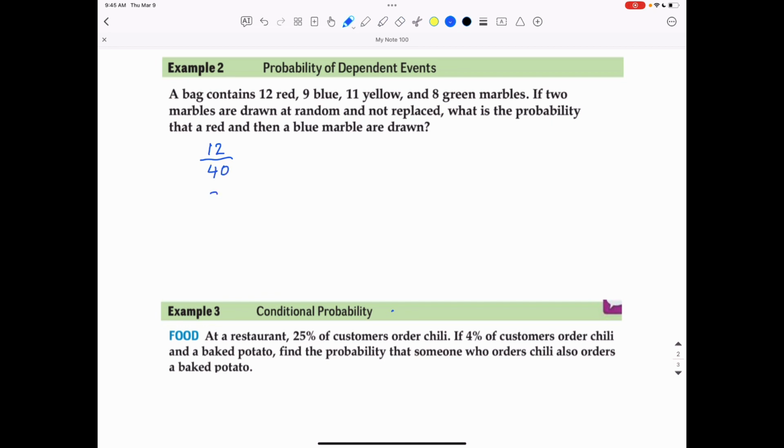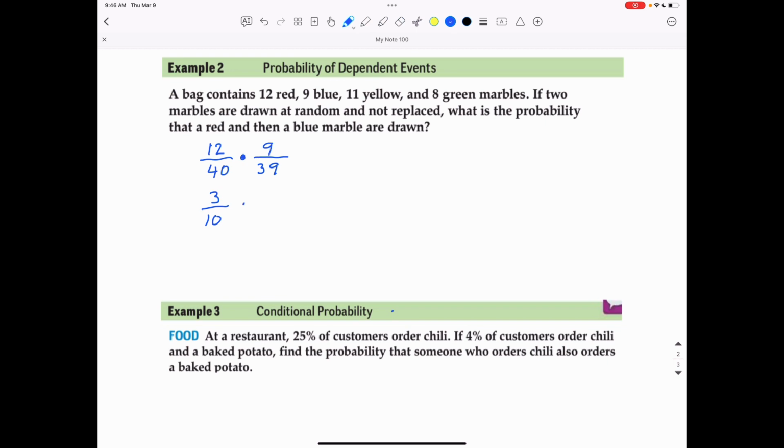That actually simplifies to 3/10, and I would suggest simplifying. It should make your multiplication a little easier. And then we're going to take that times the probability that we get a blue marble. There's only 39 marbles left in the bag now because you drew a red one out. There are now 9 blue marbles in the bag.